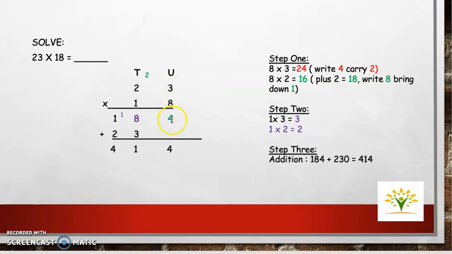8 times 3, 24. 4 carry 2. 8 times 2, 16 plus 2, 18, 8, and then you bring down 1. Then you have 1 times 3, 3, 1 times 2, 2. Then you add it together. Remember, you must place your first number at the bottom of your multiplier. So I have 3 here, I have 2. Then you add it together. It gives you 414.